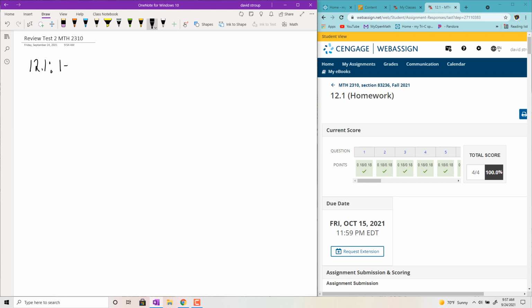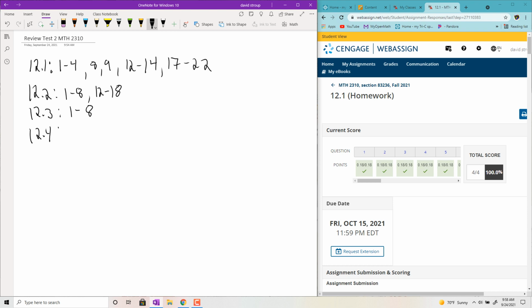12.1, web assigned problems 1 to 4, 8, 9, 12 to 14, and then 17 to 22. 12.2, looking at 1 to 8, and then 12 to 18. 12.3, looking at 1 to 8. 12.4, 1 to 3, and then 6 to 12, and then 12.5, 5 to 17.